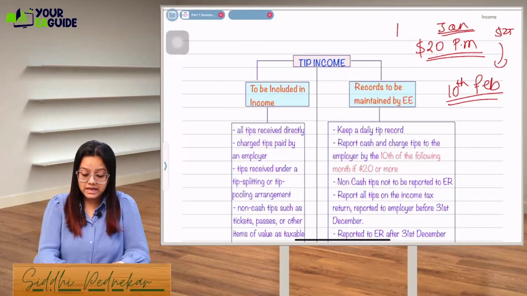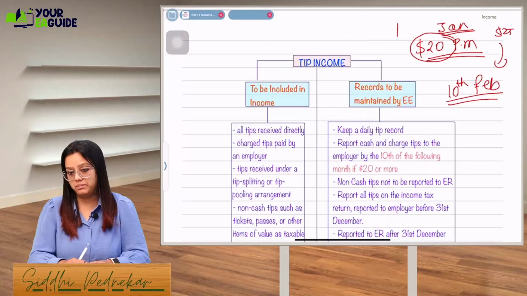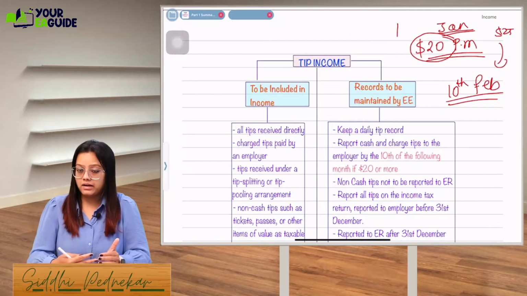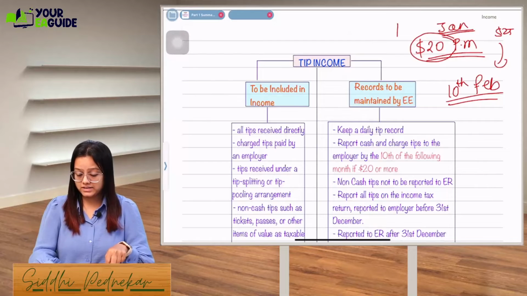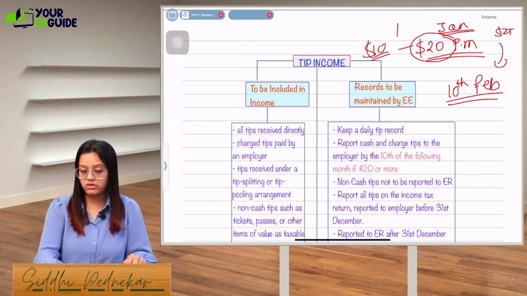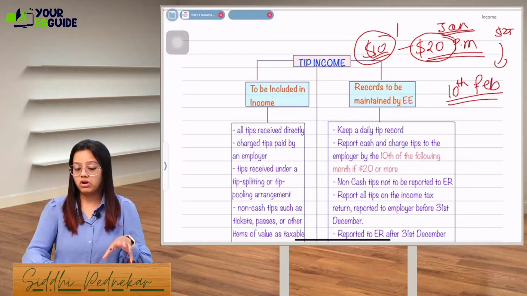Okay, but if it is less than $20, then there is no requirement to report that tip income to the employer, and the employer is not going to include it in the wages. But when you file the tax return, let's say I've received tip income of just $10. When I file the tax return, I will have to include this $10 as taxable income in my tax return.